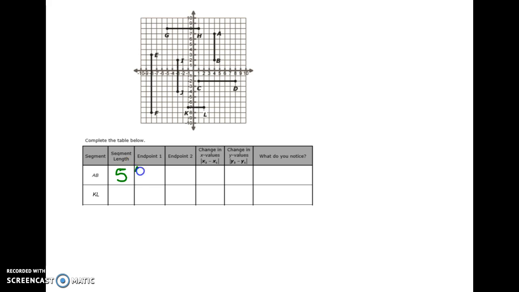Endpoint 1, we're going to call that one A. It's at 4, 7. Endpoint B is at 4, 2. My next column says the change in the x values. That's the absolute value of the change there. If I look at my x values, my absolute value would be 4 minus 4, which is just 0. The other one, I have 7 minus 2, which would be 5. It doesn't matter if you switch these because you're doing the absolute value. If you had done 2 minus 7, you would have gotten negative 5, but the absolute value of that is still 5.